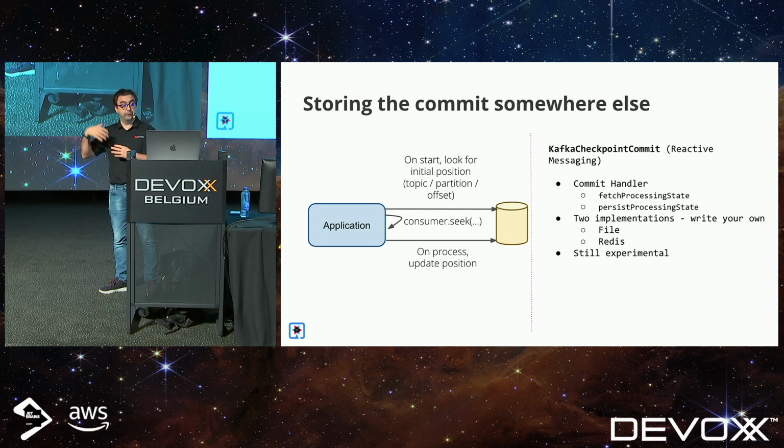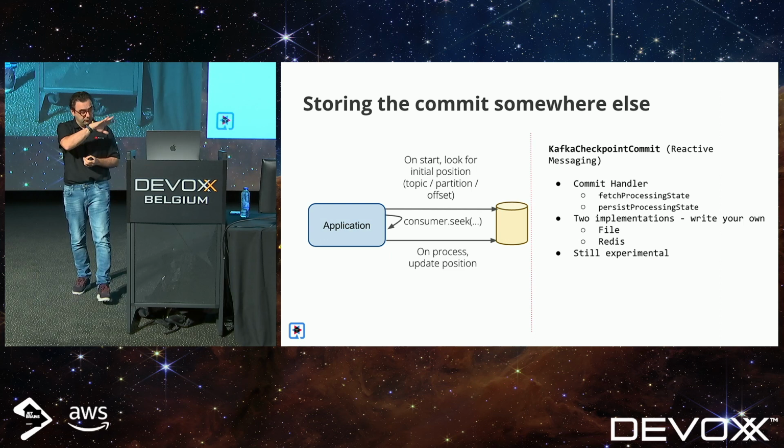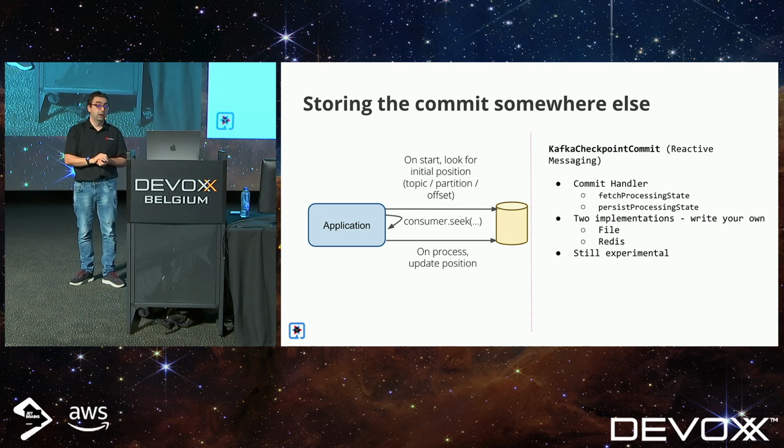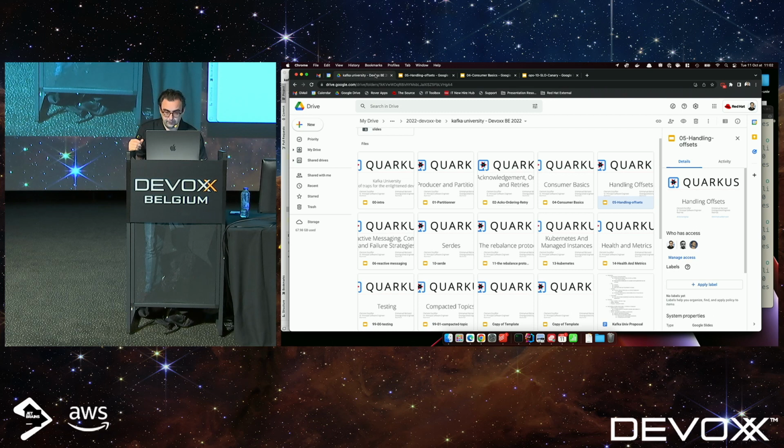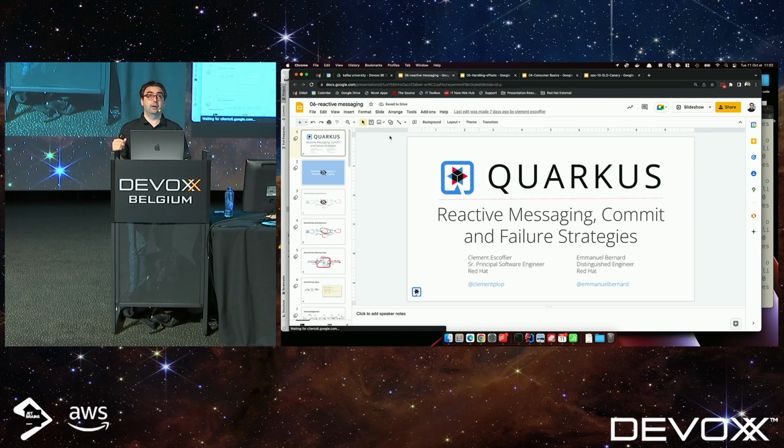So, reactive messaging, which is the next topic, will propose an API to do that, so you don't have to do it completely yourself. It has a commit handler which lets you simplify this if you really need more flexibility. It's experimental. Okay, so now I'm going to explain why most of the things I explained so far is completely useless.